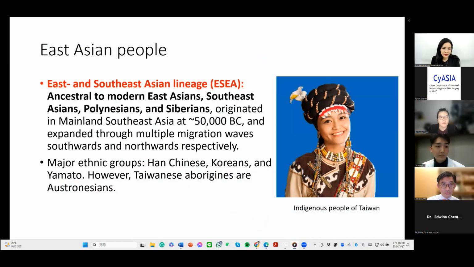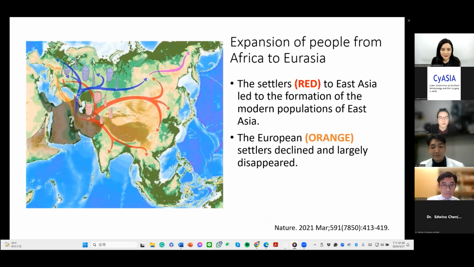Today's talk, we'll begin by looking at the origins of East Asia. I will explain the journey of immigration later. The main ethnic groups are the Han Chinese, Koreans, and the Yamato. But it is important to know that the indigenous people of Taiwan are exceptions. The settlers, which is in red, to East Asia lead to the formation of the modern population of East Asia. The European, which is in orange, settlers declined and largely disappeared.